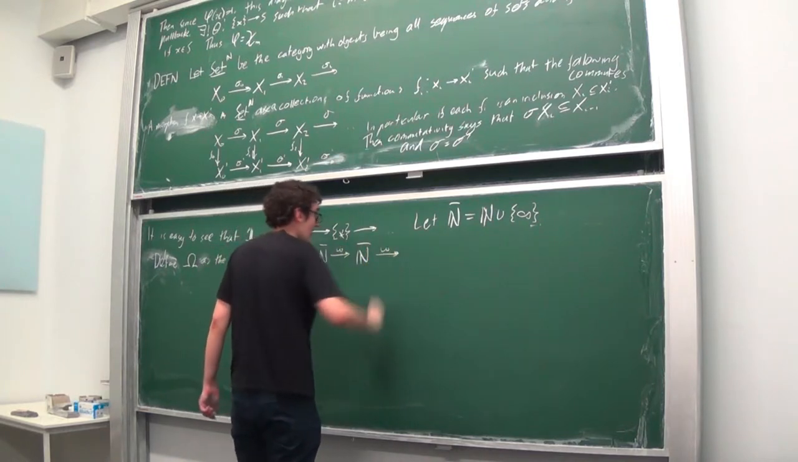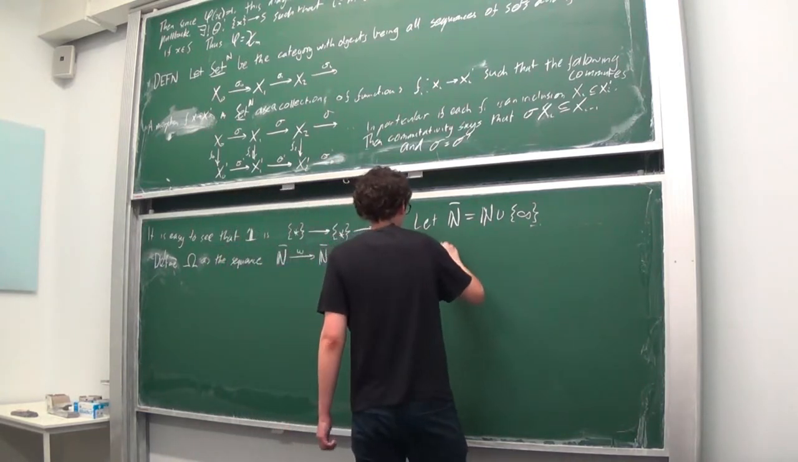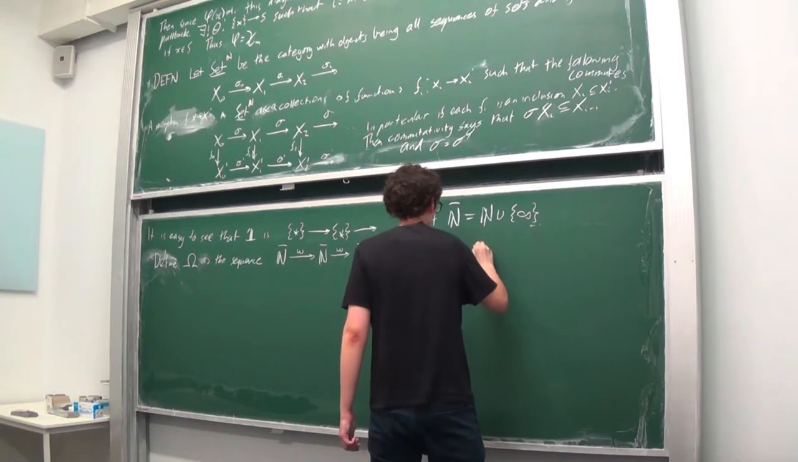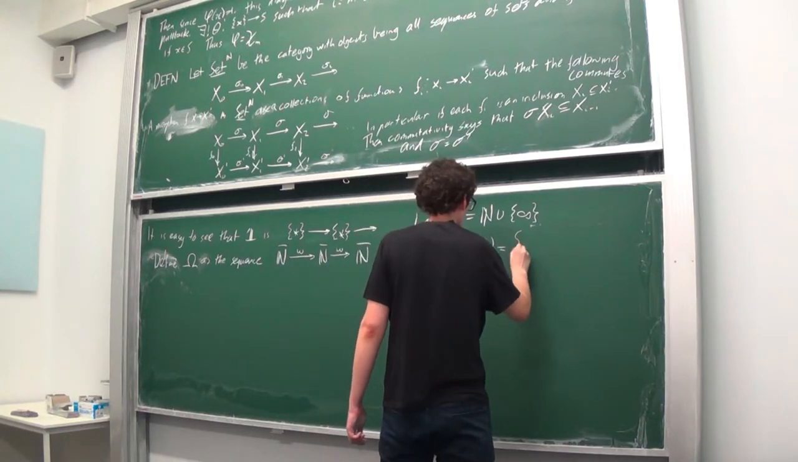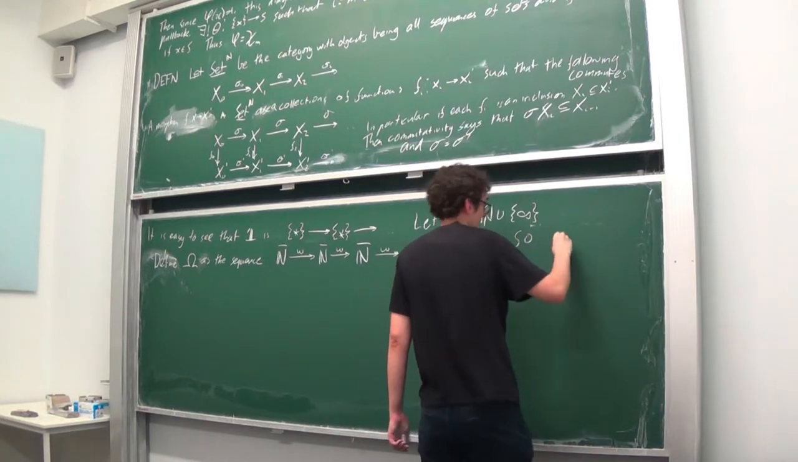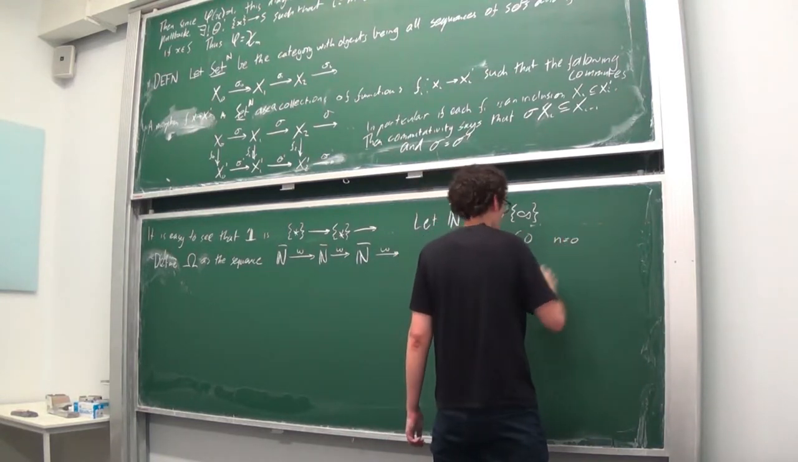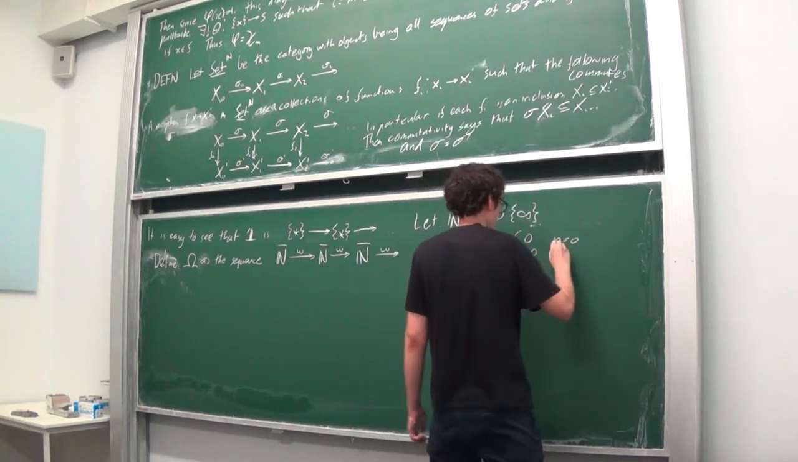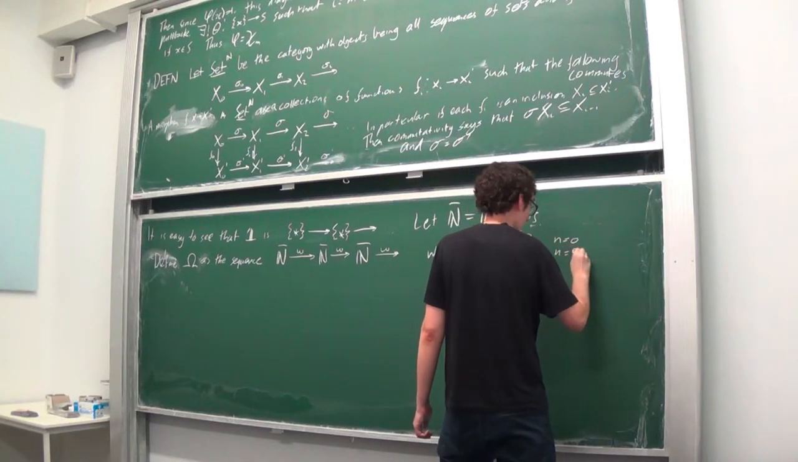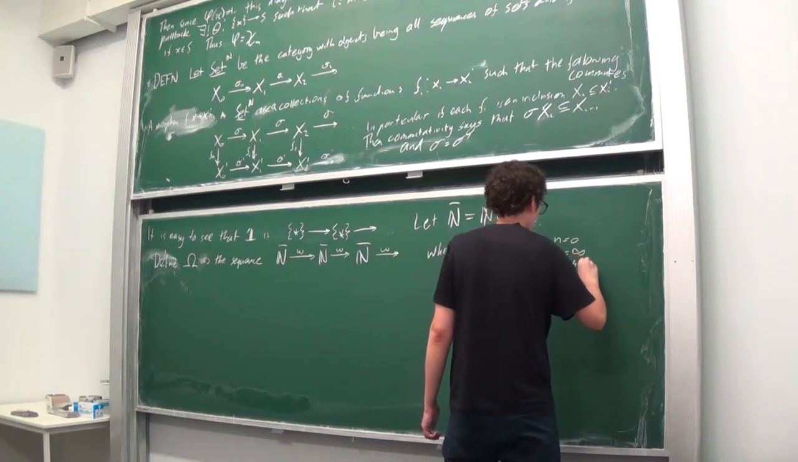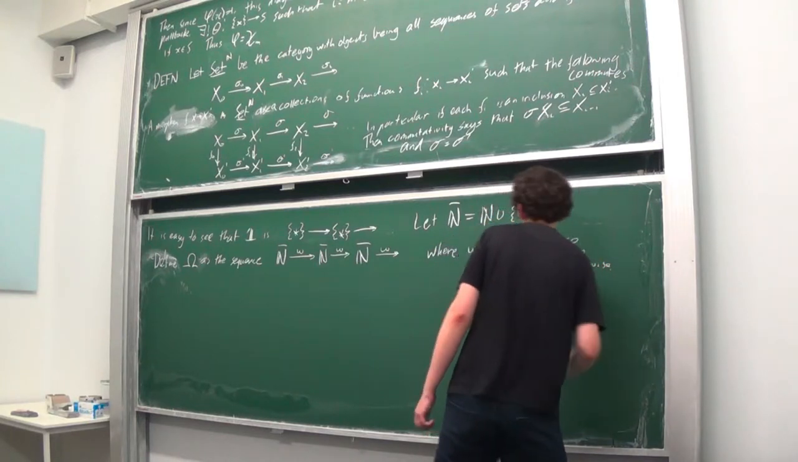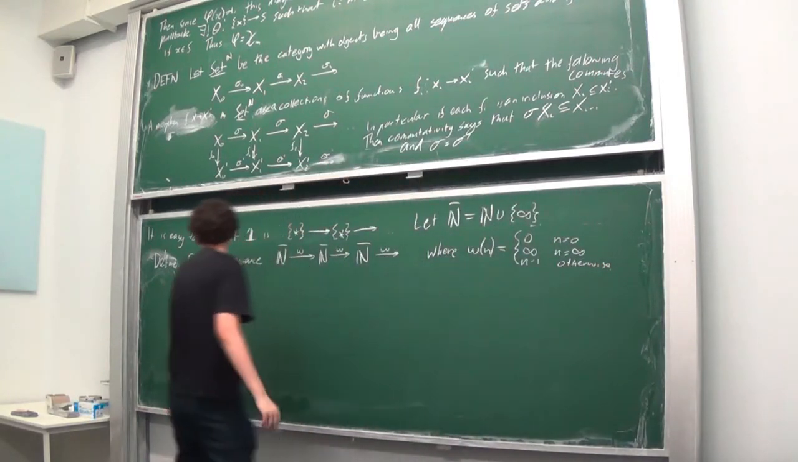Of functions which are all the same. I'm going to define omega of n to be equal to 0 if n equals 0. It's equal to infinity if n is equal to infinity. It's equal to n minus 1 otherwise. In other words, omega is just a predecessor.